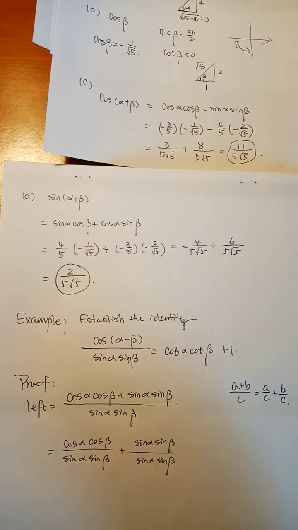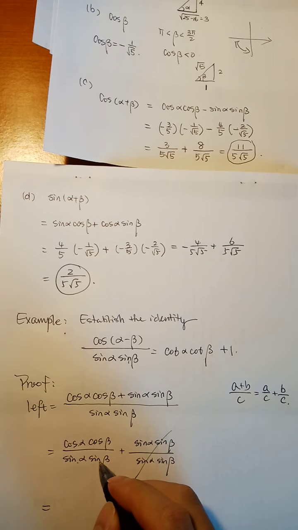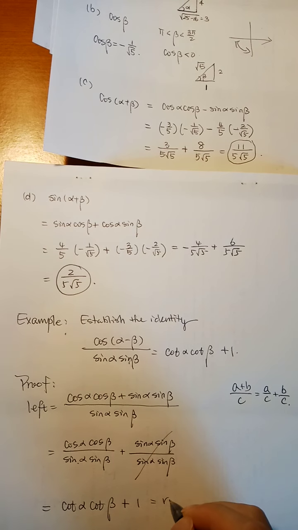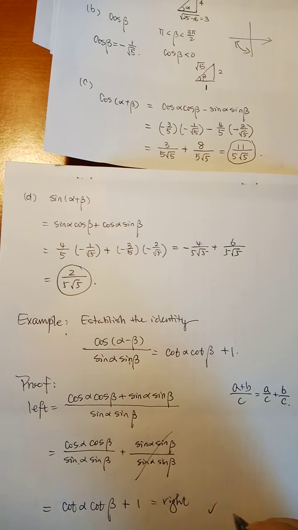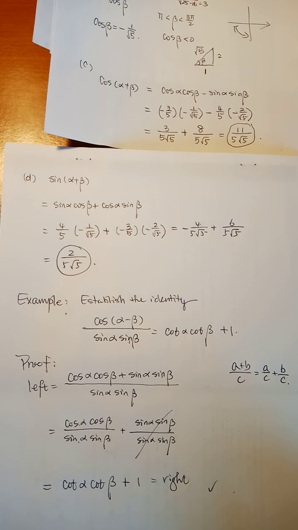Of course, this term cancels, you get a 1. Here you get cosine alpha over sine alpha, cotangent, cosine beta over sine beta, cotangent. And plus 1, this is the right hand side. You check. Okay, so we've established the identity.